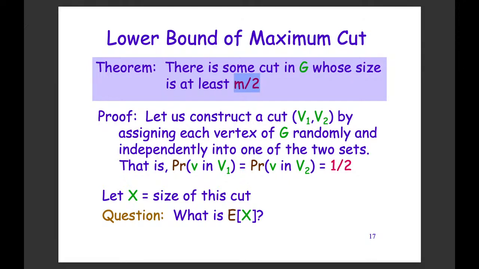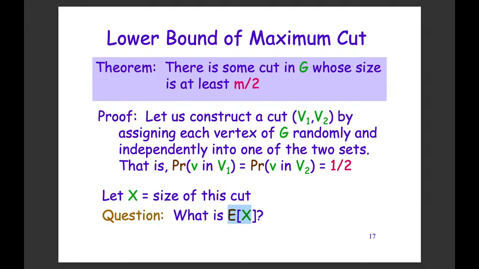We are going to show this lower bound is true by using the expectation argument. Let us construct a random cut. Recall that a cut is a partition of vertices. So we construct a random cut by assigning each vertex randomly in V1 or V2. That means that for each vertex v, the chance that it is in V1 is equal to the chance that it is in V2, and it is equal to 1/2. We let big X be the size of this cut, and then we can easily compute the expectation of X.